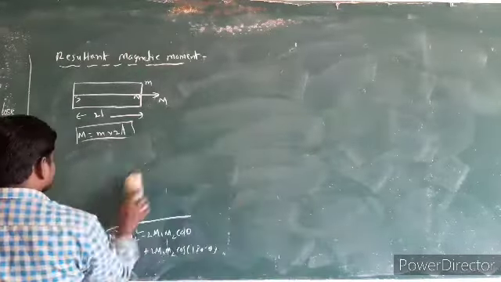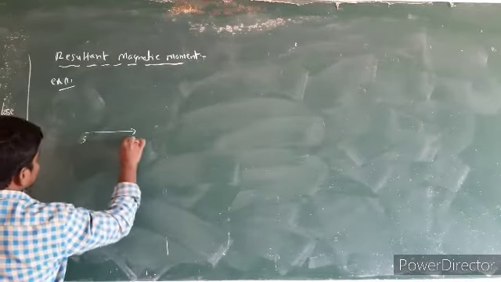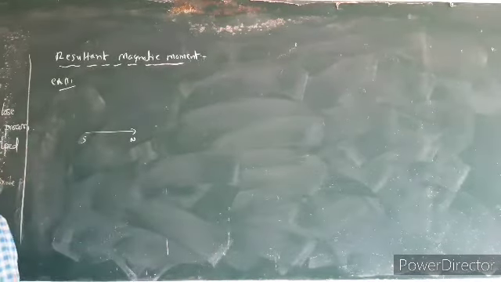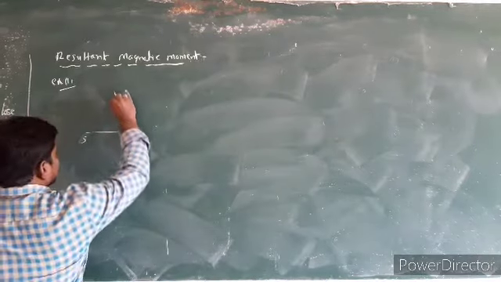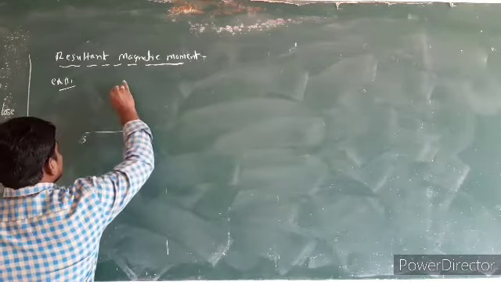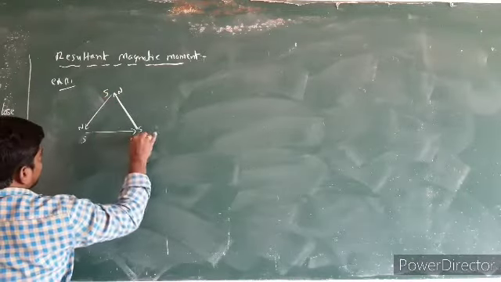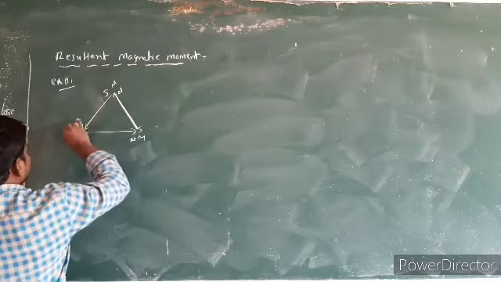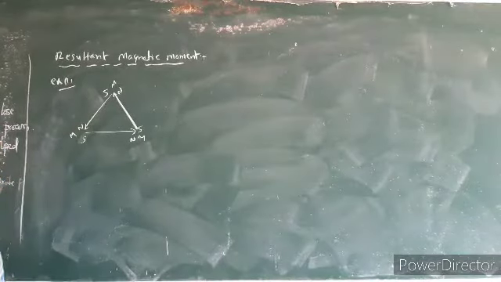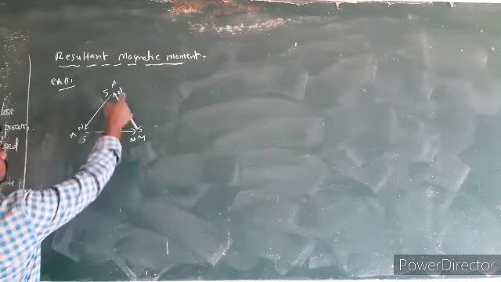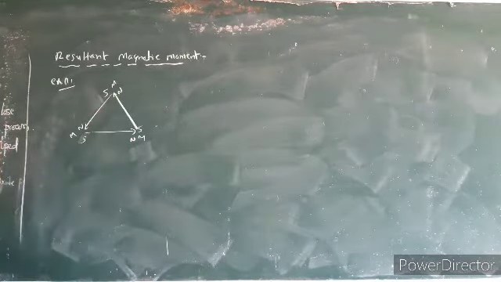I am considering 3 identical bar magnets, each of magnetic moment m, along 3 sides of an equilateral triangle. Each magnetic moment is m, south to north, with unlike poles in contact. North south, north south, north south, unlike poles are in contact.